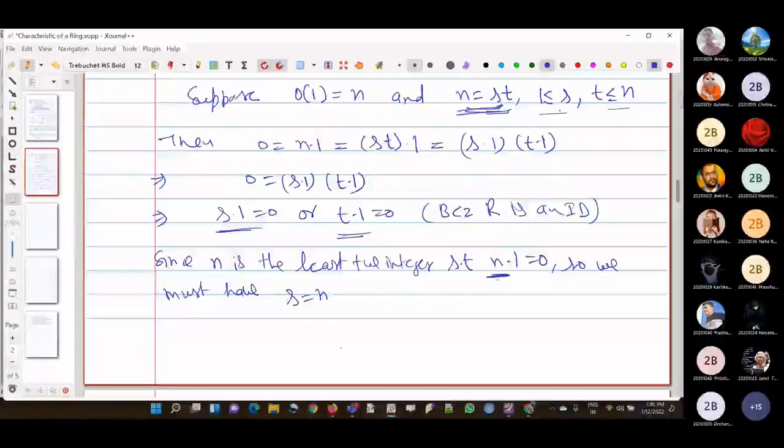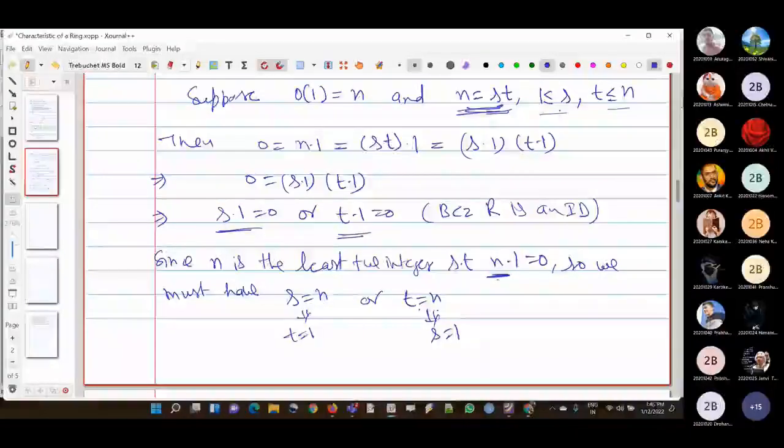If s becomes n, then t has to be 1. So we have s equals n or t equals n. In both the cases, if s becomes n, then t has to be 1, and if t becomes n, then this implies that s has to be 1.